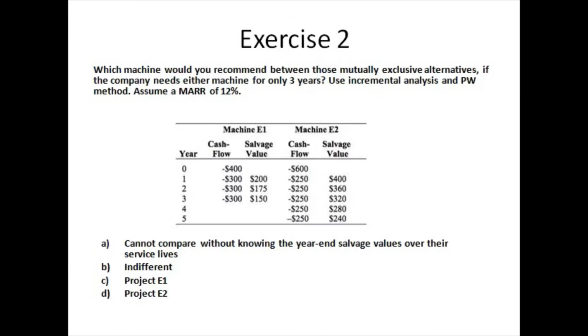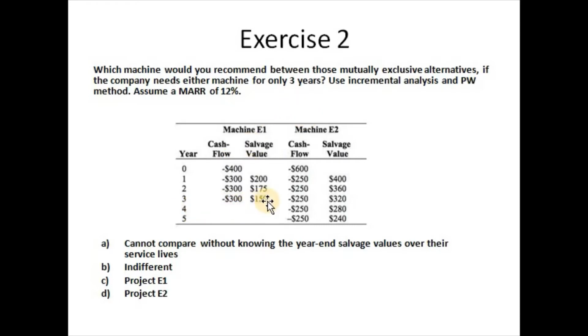Now another exercise. Here I want to choose which machine between these two mutually exclusive alternatives. This means that I'm going to choose only one. If we need either machine for only 3 years, this is my study period. Now, in the question, I'm specifying the method of solution. Use incremental analysis and present worth method, assuming that the MARR is 12%. So when I use incremental analysis, this means that I'm going to say machine 2 minus 1 or machine 1 minus 2.